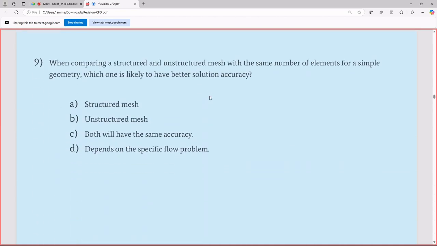Moving on to next question. When comparing a structured and unstructured mesh with the same number of elements for a simple geometry, which one is likely to have a better solution accuracy? The question is between structured versus unstructured mesh with the same number of elements for a simple geometry. So which among the two is likely to have a better solution accuracy? Options are option A, structured mesh, option B, unstructured mesh, option C, both will have same accuracy, option D, depends on the specific flow problem. Try to answer the question.